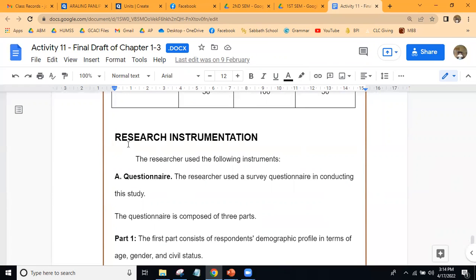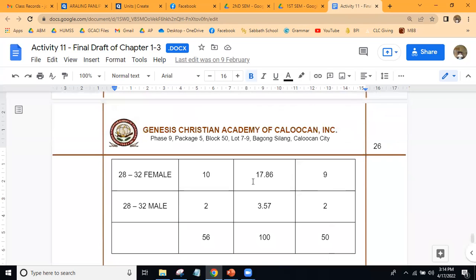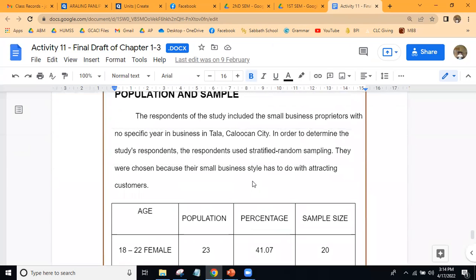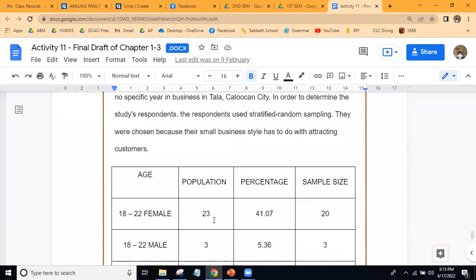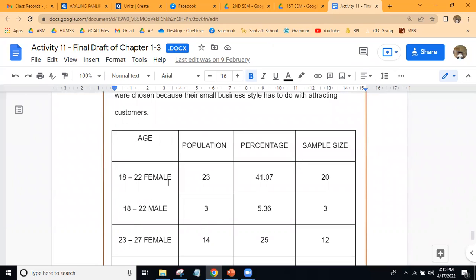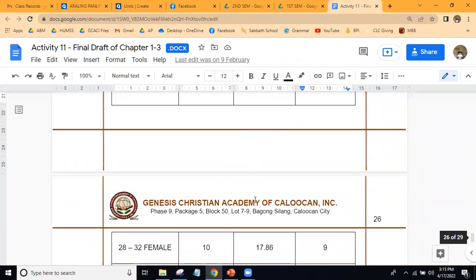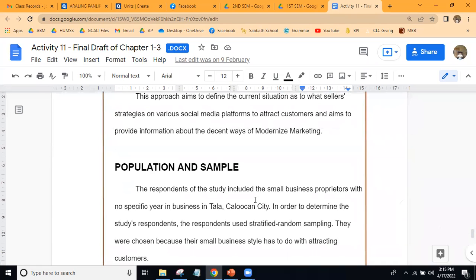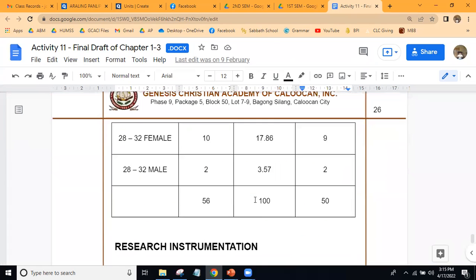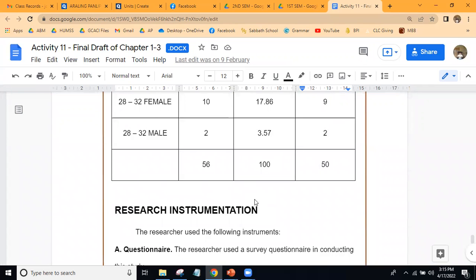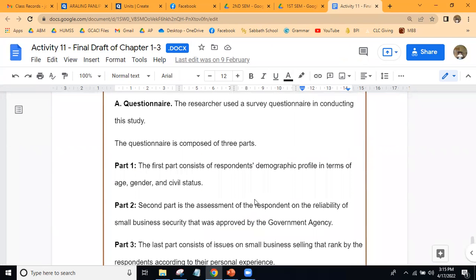So research instrument. So ang kanilang magiging research instrument. So as you can see here, no? As you can see here, let's go back to population and sample. So the total population of 18 to 22 daw ay 23. Pero ang sample size lang, ang kanilang bibigyan ng questionnaire, since questionnaire ang kanilang gamit, ay 20 lang. No? So that's the purpose of sample size. No? Hindi lahat natin sila tatanungin. Kasi nga, meron tayong sample size lang na kukunin.